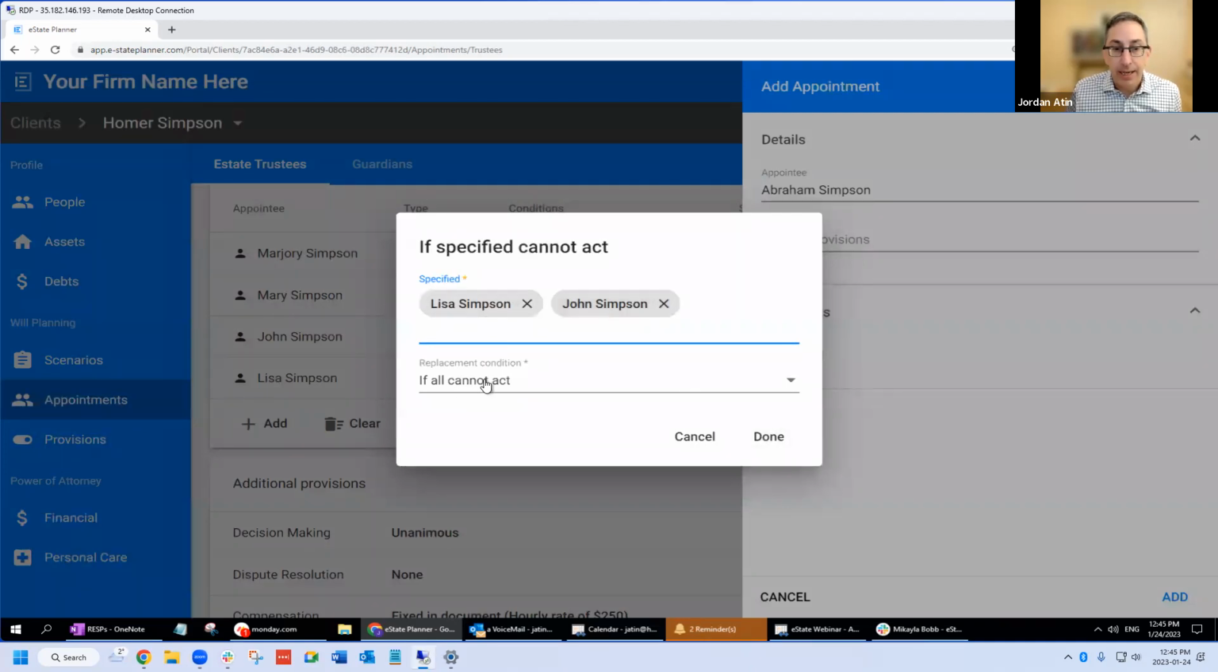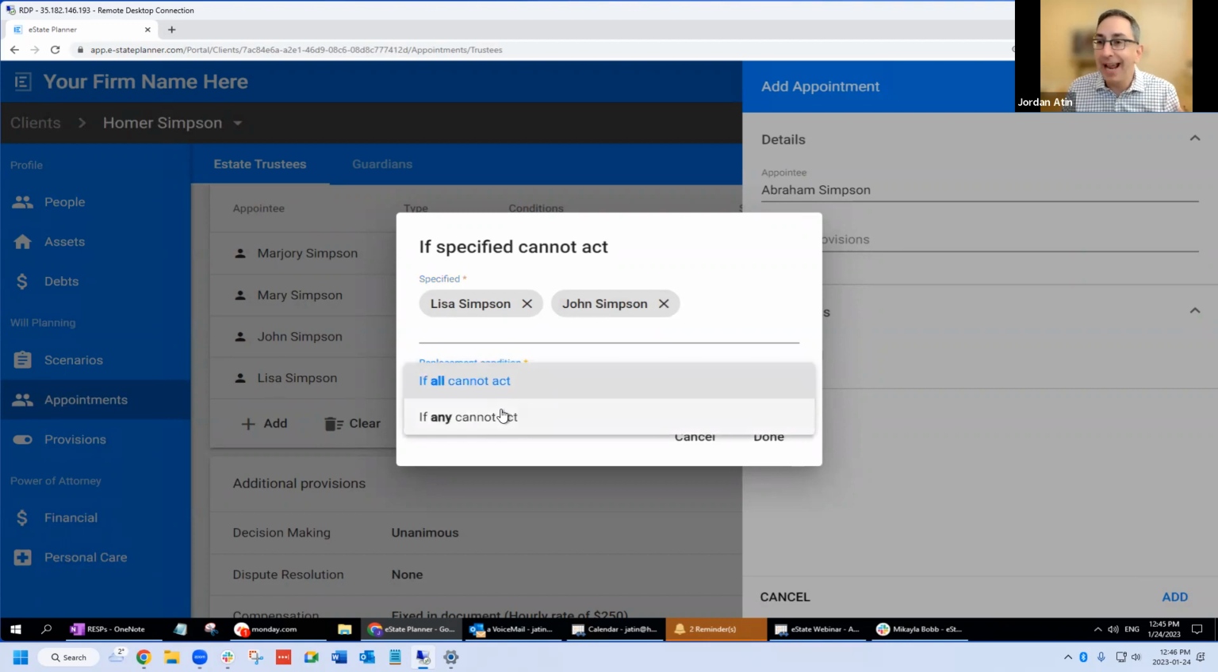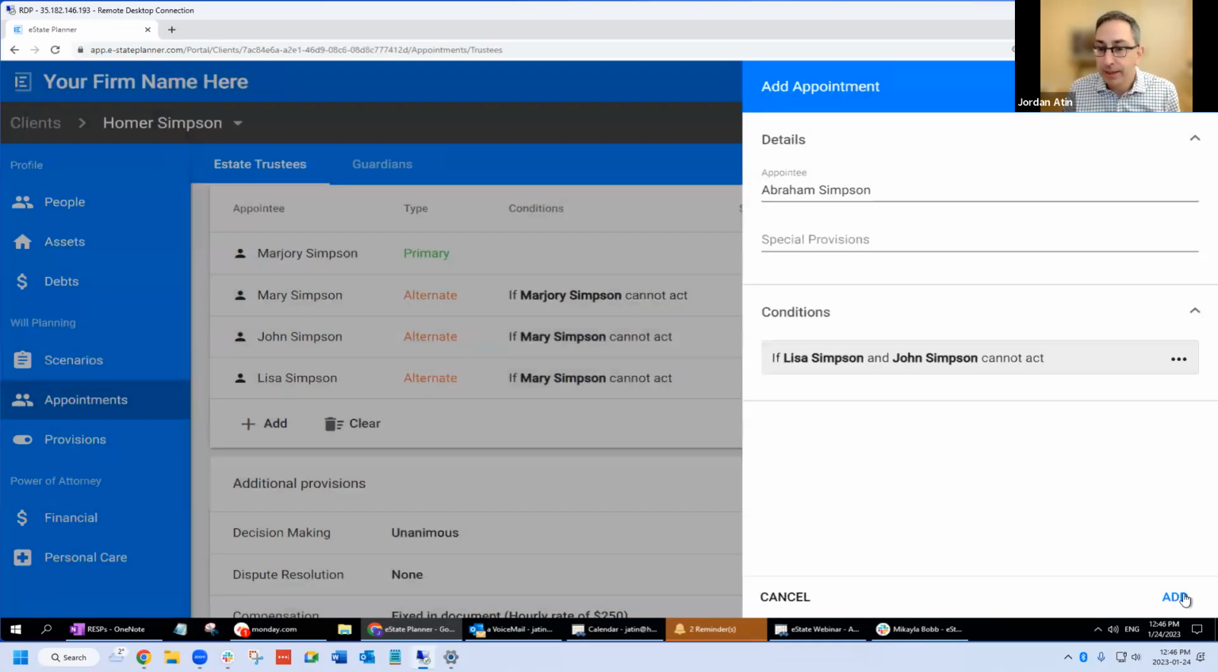Okay. Once you add more than one person that you're replacing, eState's going to ask you a question. Do you only want them to act if both cannot act, or if either of them or any of them can't act? In this case, we want to only have Abraham act if both Lisa and John can't act. So then we have if all cannot act. And there we go.